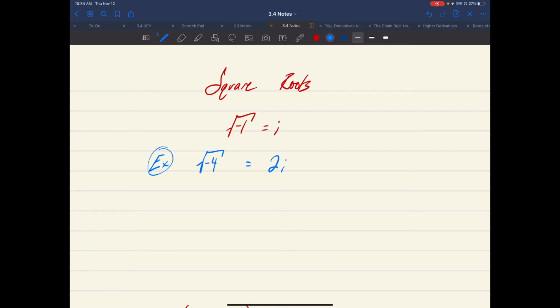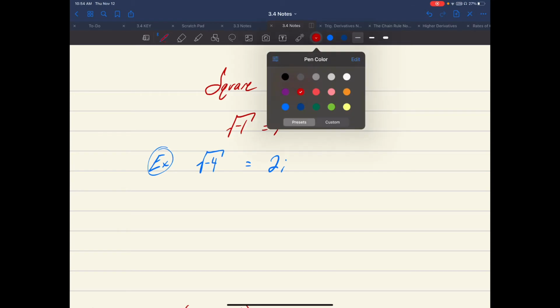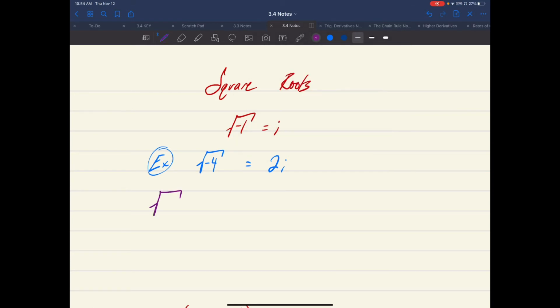Here's a property that does not hold for imaginary numbers. Normally, we can multiply radicals together. Like, if this were √3 times √2, we could say that's √6. But root -3 times root -2 does not equal the root of -3 times -2, or √6. So these are not equal. So with complex numbers, you cannot multiply radicals together like that.